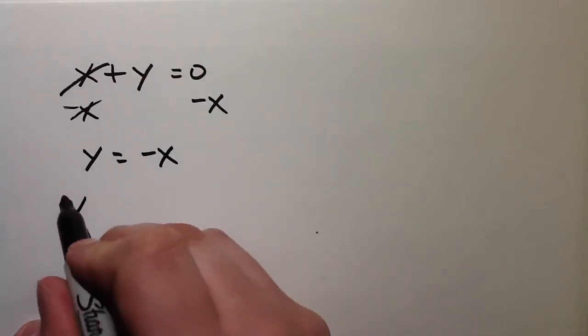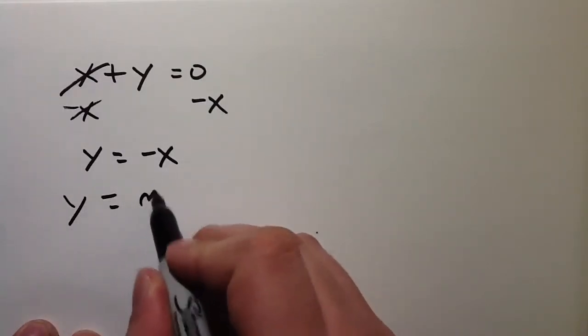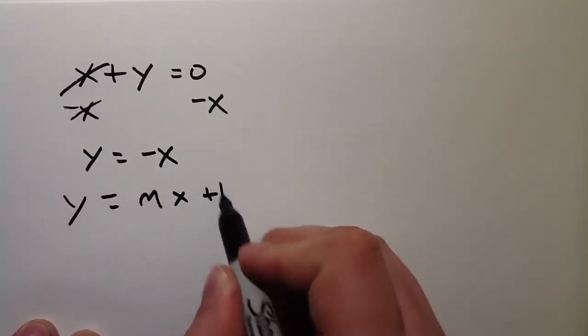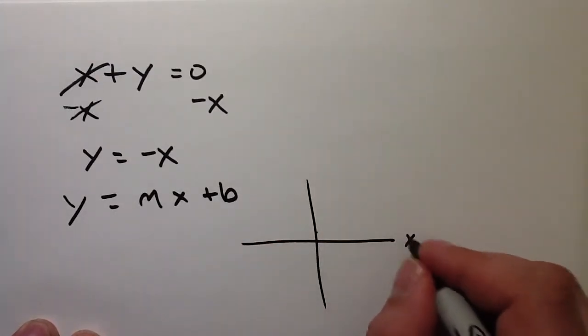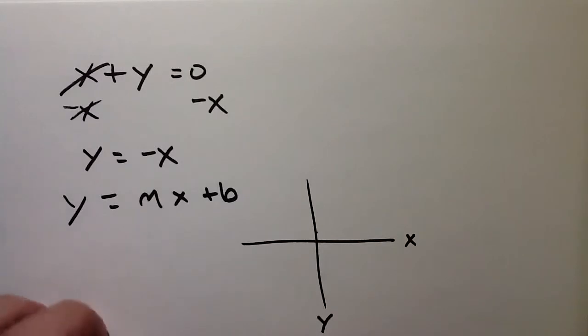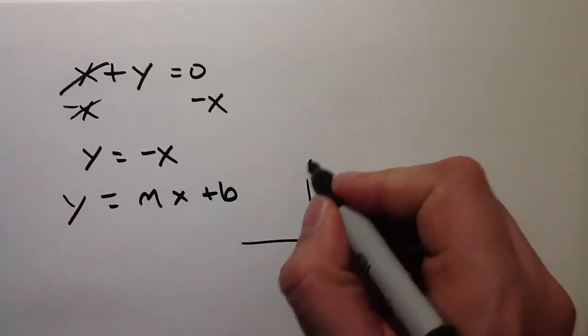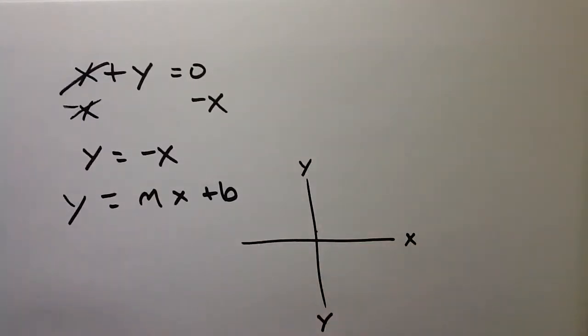Now, I know this doesn't look like it's in y equals mx plus b form, but I'm going to write that just underneath. Because to graph this, step 2 is we need to plot the y, or plot the b on the y-axis.